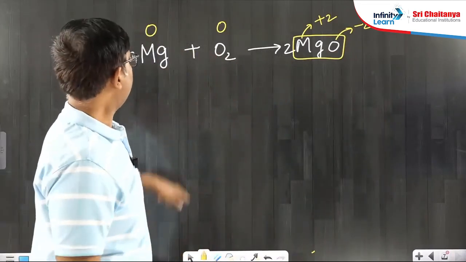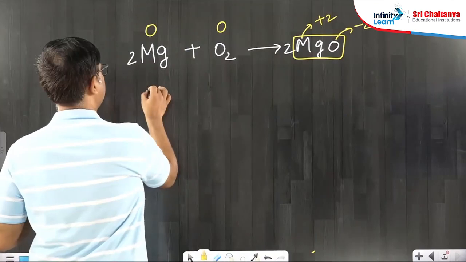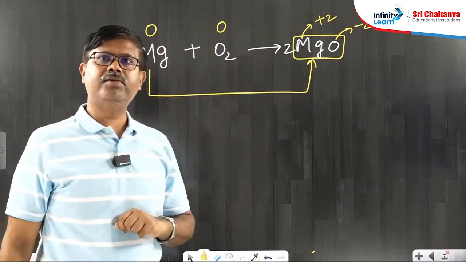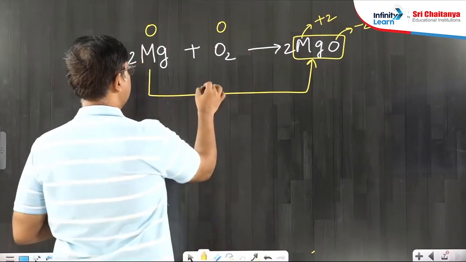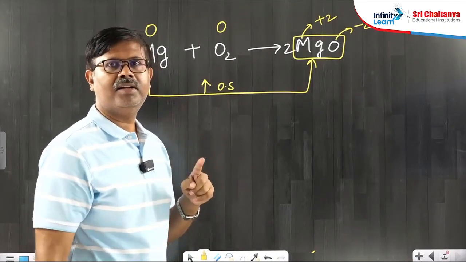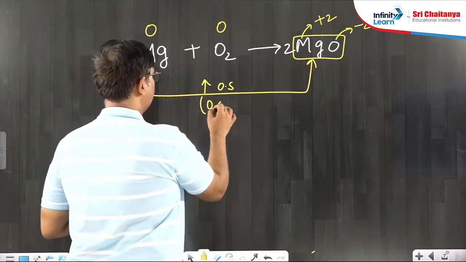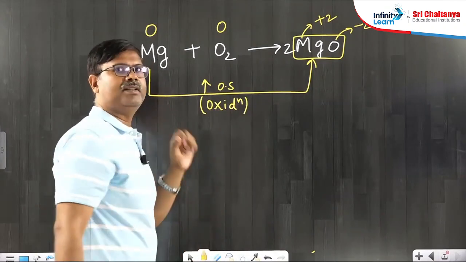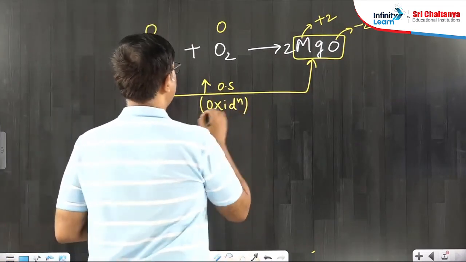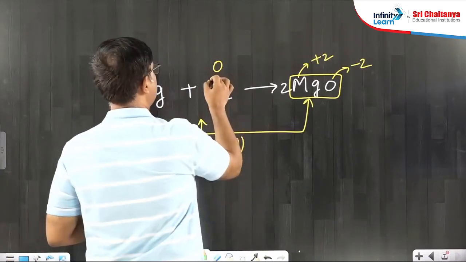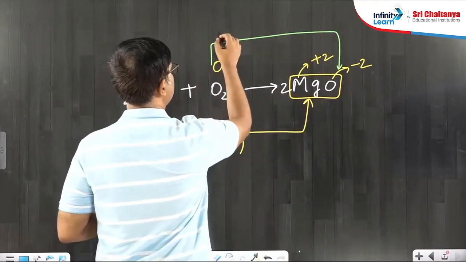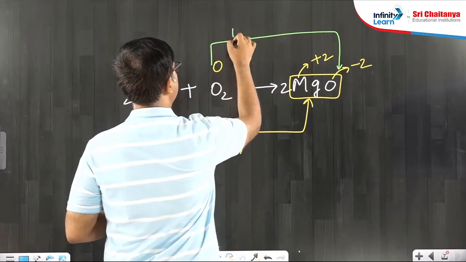Okay, now magnesium is undergoing what? 0 to +2. 0 to +2 means what? Increase in oxidation state. Increase in oxidation state means oxidation or reduction? Oxidation. So oxidation is happening. To whom is oxidation happening? Magnesium, the reactant. Okay. What about reduction? Which is undergoing reduction? See, oxygen is undergoing 0 to -2. 0 to -2 means oxidation state is decreasing.